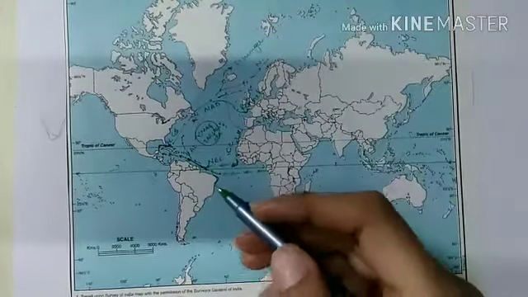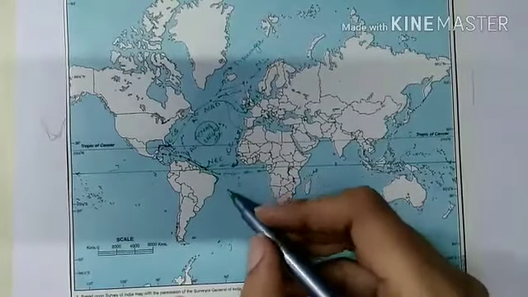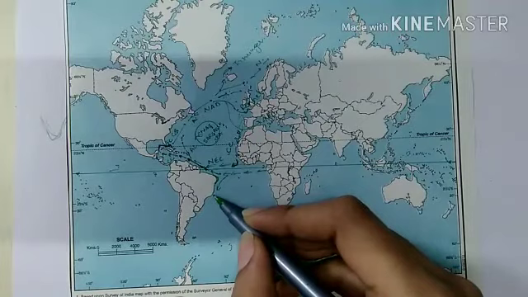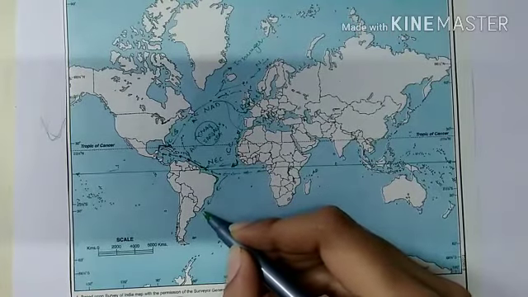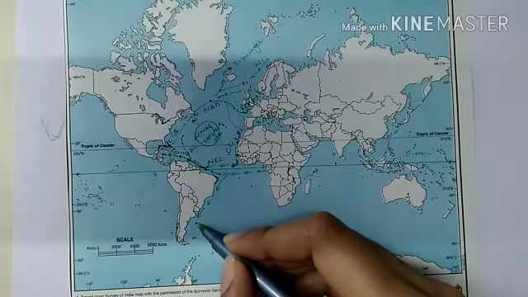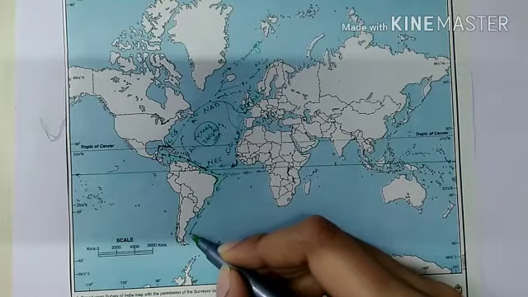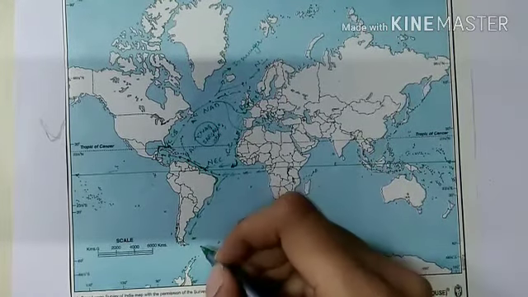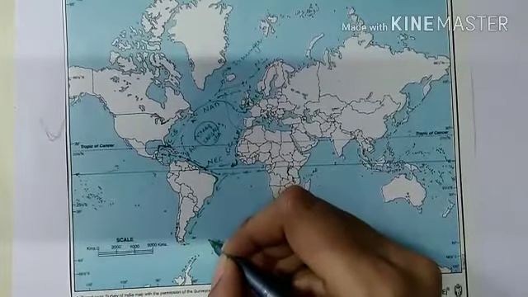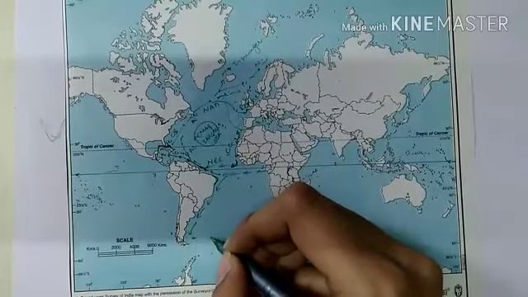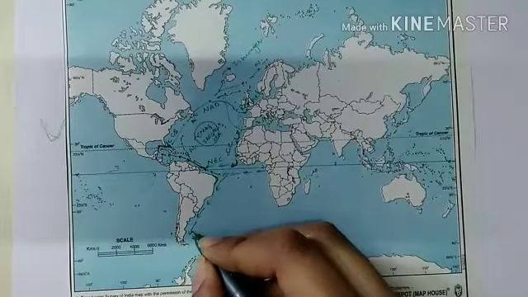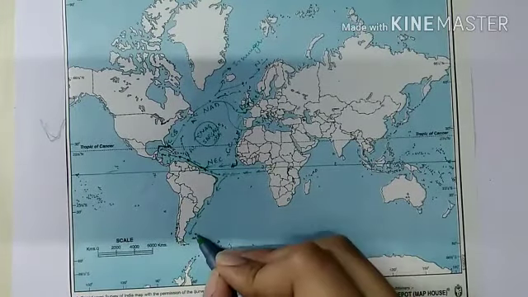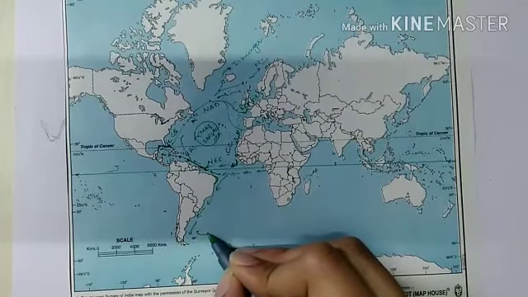The other one is the Brazilian Current. As this Brazilian Current moves down, it comes under the influence of westerlies, and it adopts a southeast direction, and this is known as South Atlantic Drift.